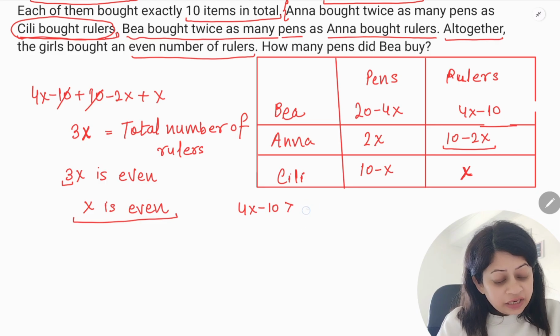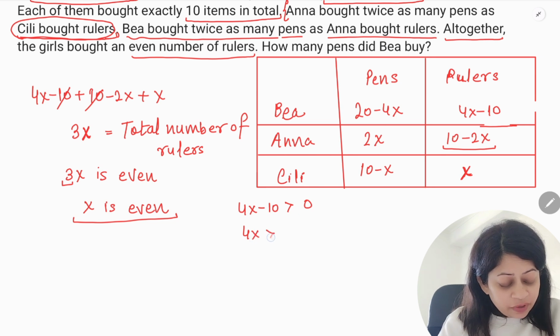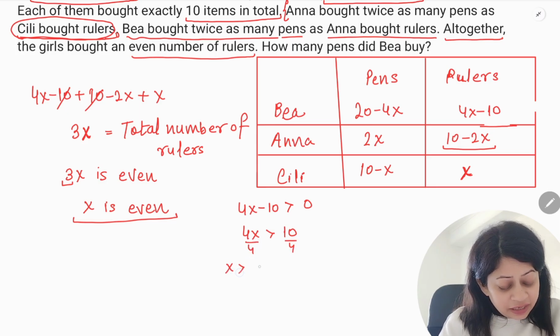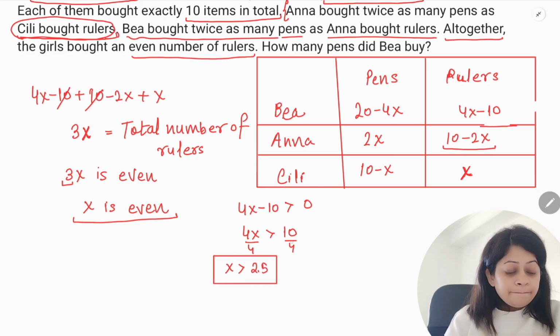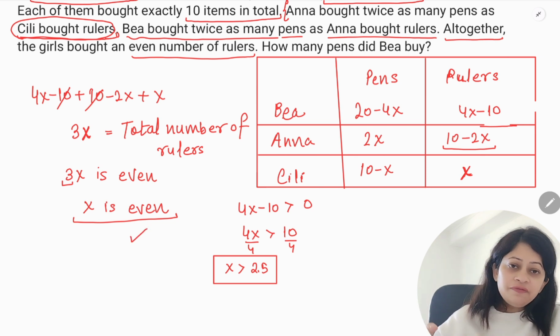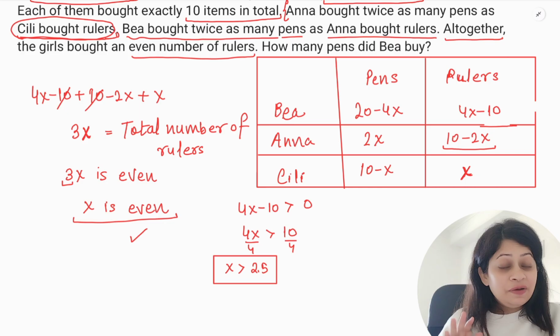So 4x minus 10 is greater than 0. This implies, if I add 10 on both sides, 4x is greater than 10. And if I divide by 4 on both sides, I will get x is greater than 2.5, right? Okay, so now we know two things about x. First thing is x is greater than 2.5. Second thing is x is an even number. X cannot be 3, 5, 7, 9. X is an even number, right?